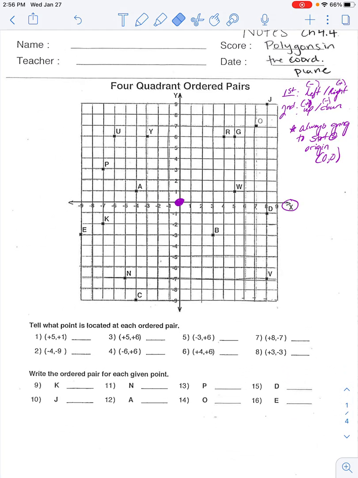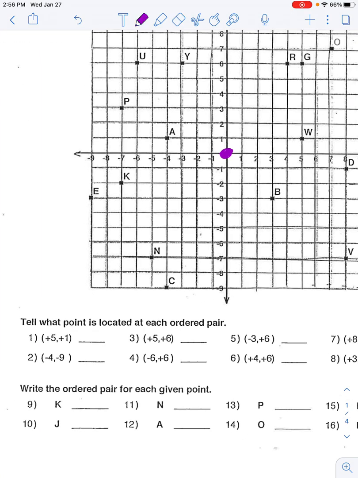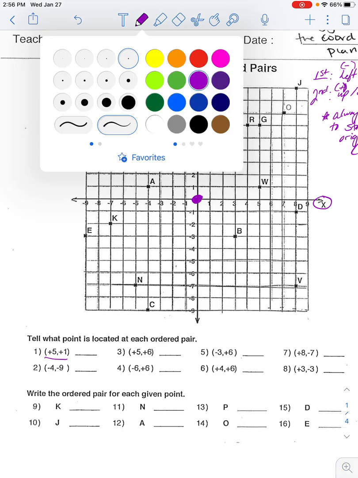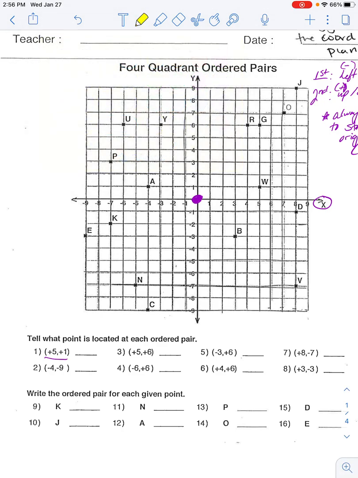On this, it says, tell what point is located at each ordered pair. On number 1, we're going to find the point that is located at positive 5, positive 1. Again, we're going to start at the home base. Positive 5 means we're going to the right 5 spots. Positive 1 means we're going up 1. So that's a W. Let's look at number 2. Negative 4, negative 9. We always start at the origin. Negative 4 means we go left 4. Negative 9 means we go down 9. So we're at C.